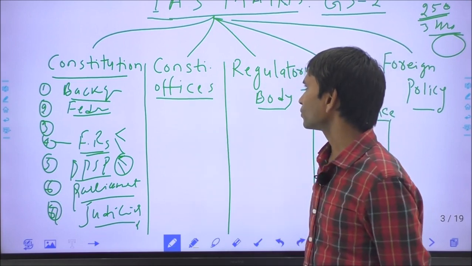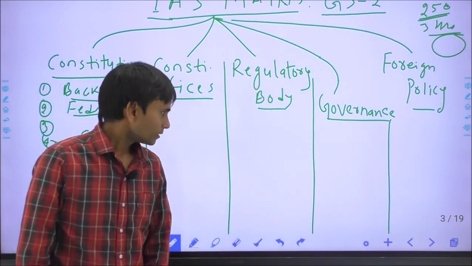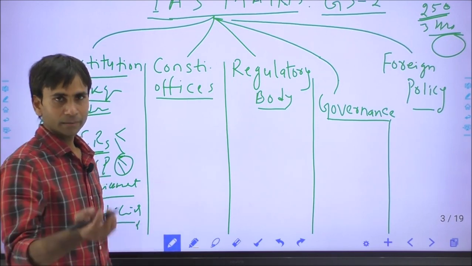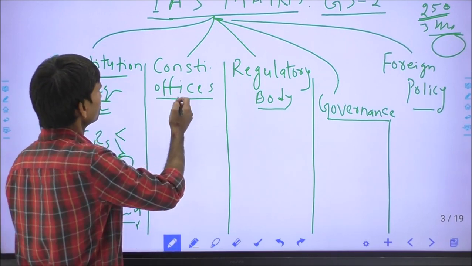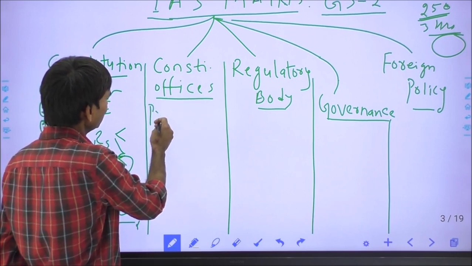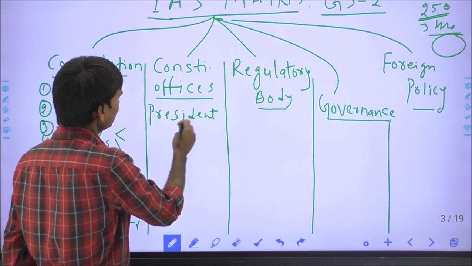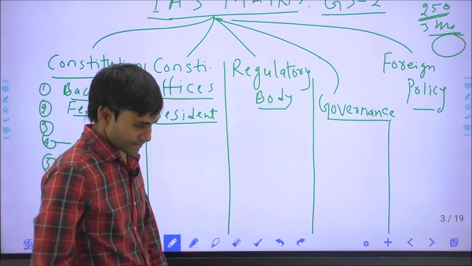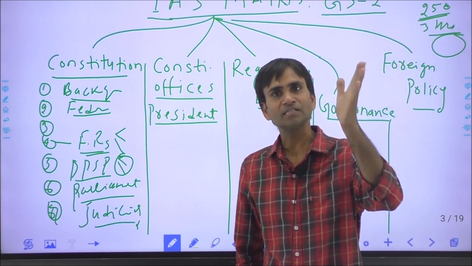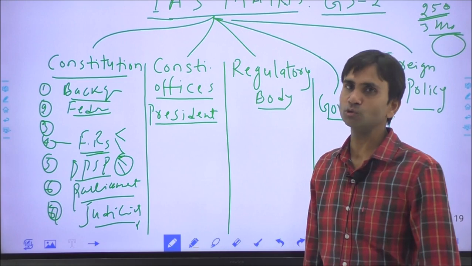Second, some constitutional offices. Recently different disputes have emerged from the constitutional offices like the president. One is the Indian president. In the Indian Constitution, presidents have been given so many powers like legislative, executive, financial, emergency power, issuing of ordinance, and the judicial power.